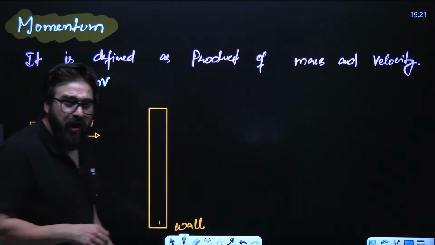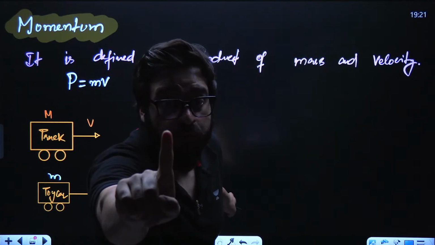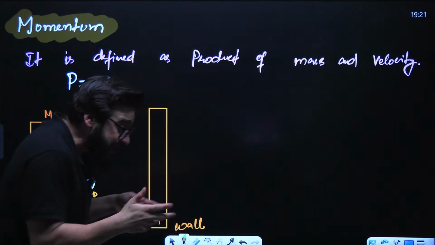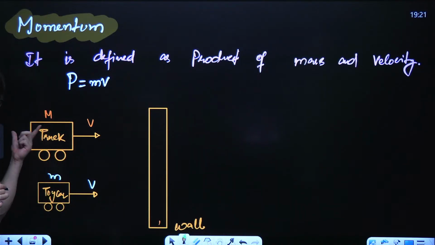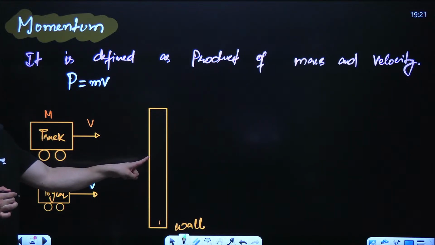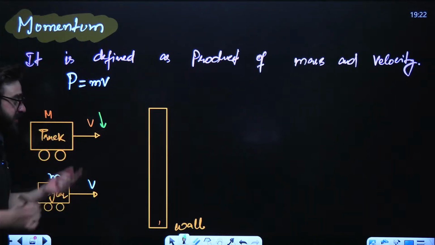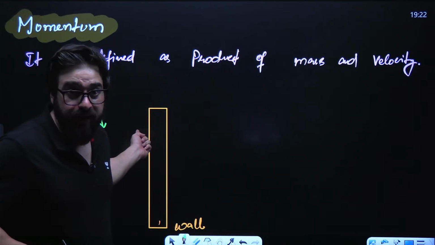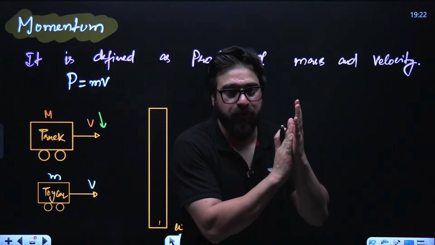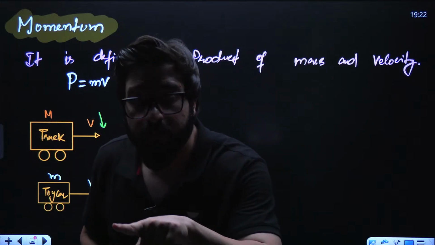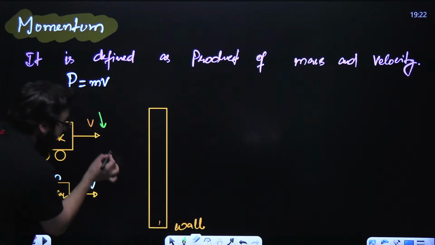Now see, is it the mass which is destroying the wall? You are saying, sir, it has large mass, because of this it is destroying the wall. Okay. Let's keep the mass large. Let's decrease its velocity. If I am decreasing the velocity, now it is moving slowly, and it touches the wall. Do you think now it is able to break the wall? No. Why? Because its velocity right now is less.